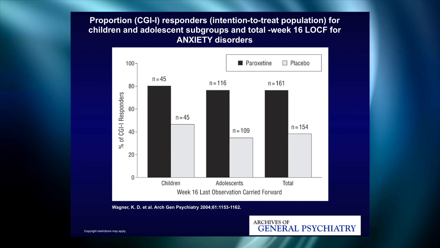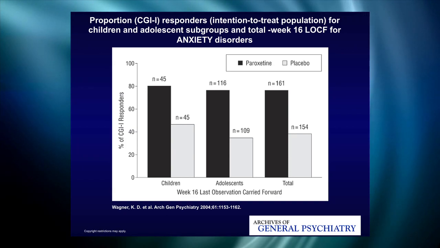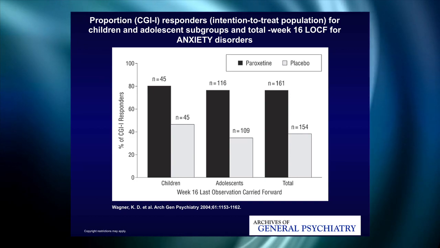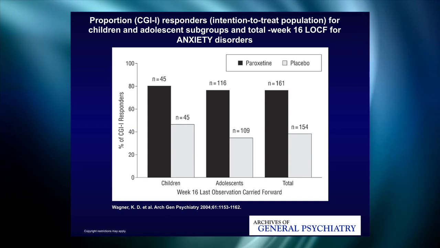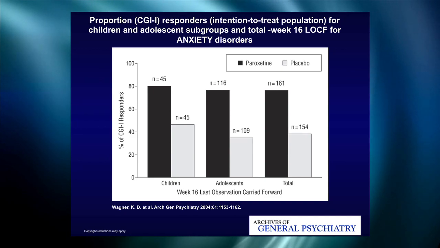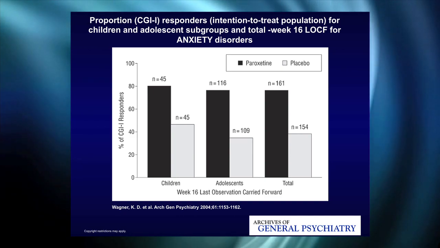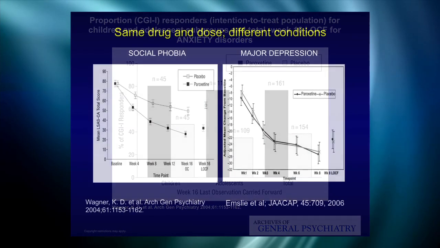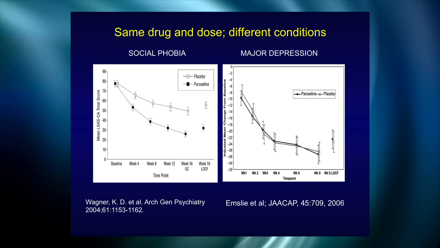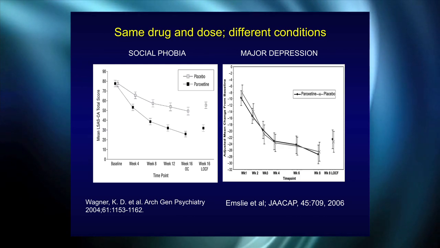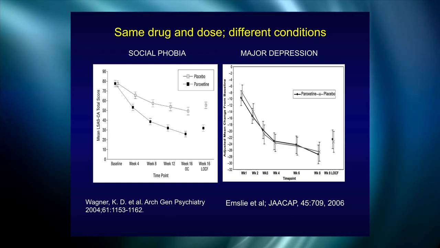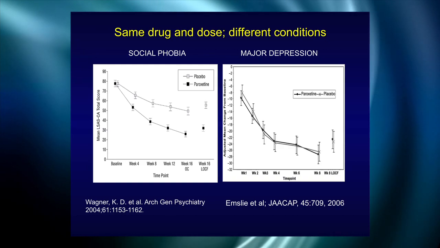This is an intent-to-treat population of children and adolescents followed with paroxetine or Paxil. Paxil has not been shown in a number of studies to do a thing in depression in children or adolescents. But in children and in adolescents with anxiety, there's a distinct improvement compared to placebo. If you compare the same drug in kids over time, here's placebo, here's paroxetine in anxiety, here's placebo and paroxetine in depression. It does not take a rocket scientist again to see the difference there.